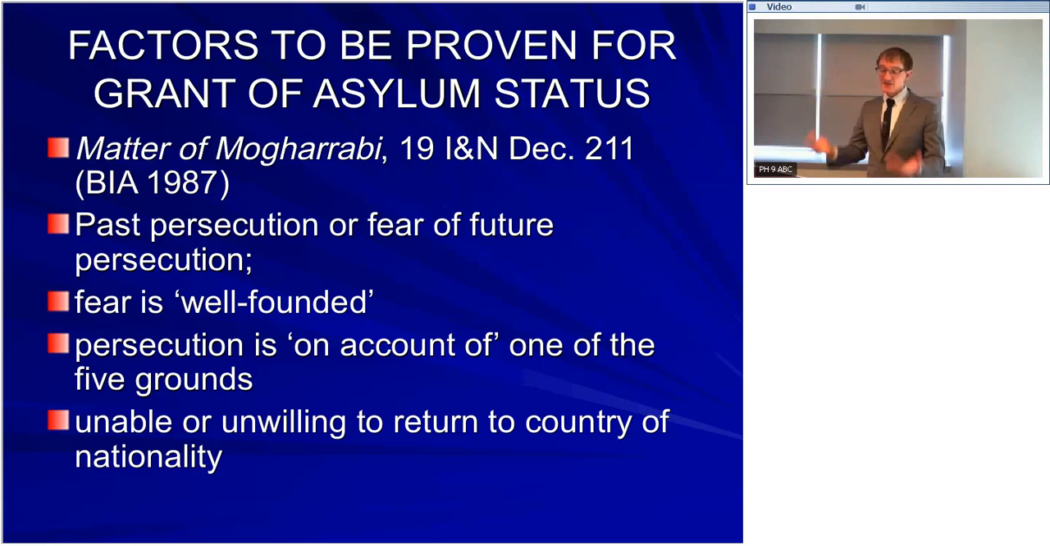And finally, there's the idea that the fear must be well-founded. So there has to be a good reason for this fear of persecution. So that is the roadmap of what we're going to be talking about this afternoon.